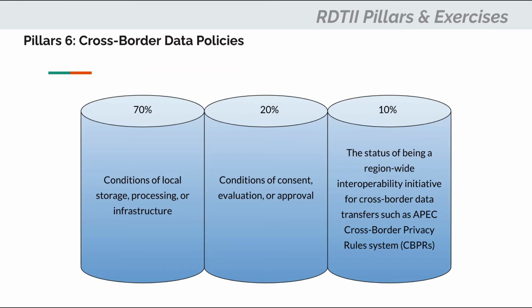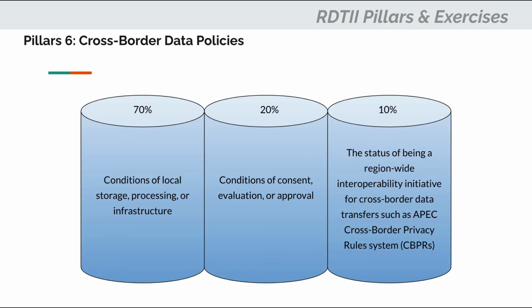This pillar evaluates the regulatory environment for cross-border data flows through three subpillars, which are: first, conditions of local storage, processing, or infrastructure. Second, conditions of consent, evaluation, or approval. Third, being a signatory to a region-wide interoperability initiative, such as the APEC Cross-Border Privacy Rules system. The three subpillars are not equally restrictive. 70%, 20%, and 10% of weights are given to the subpillars, respectively.